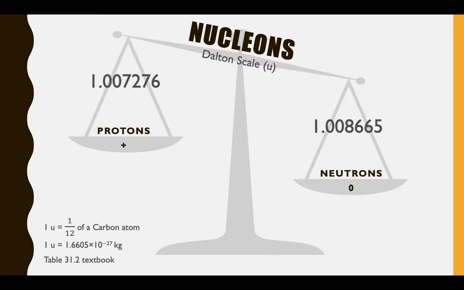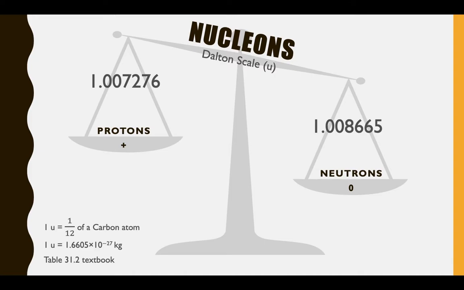Comparing the two, we call protons and neutrons nucleons because they are in the nucleus. Comparing the two, we know that protons have a positive charge, neutrons have a neutral charge, and neutrons are a little bit bigger than protons as far as the mass goes. We're using a Dalton scale here, which is AMU, or U for short, basically atomic mass unit.